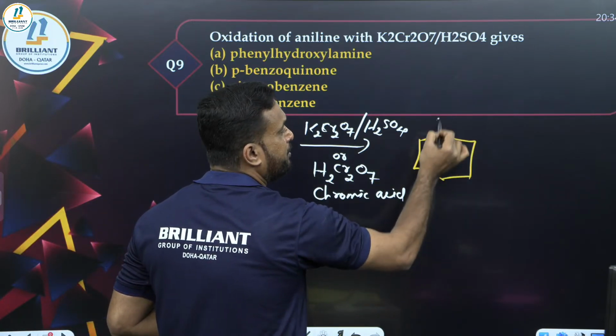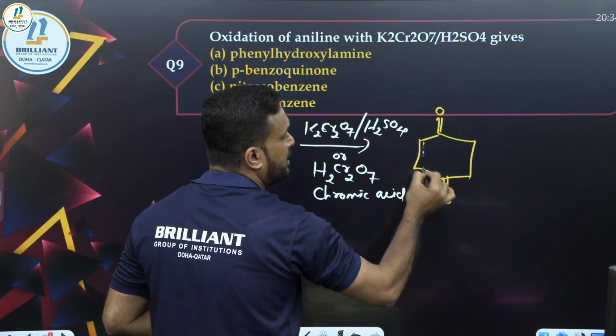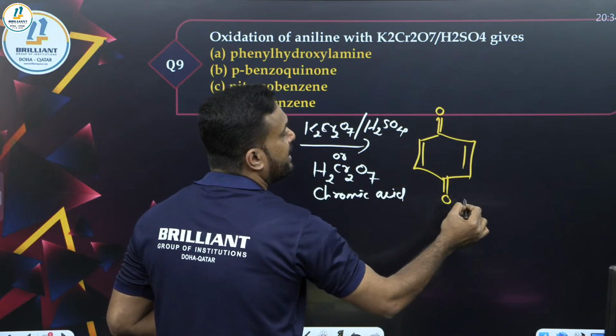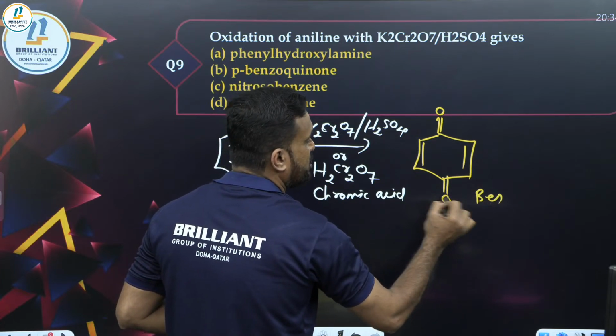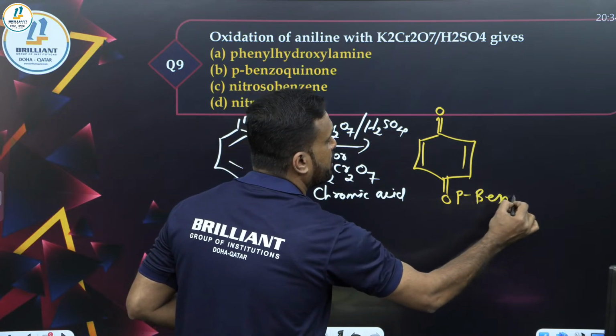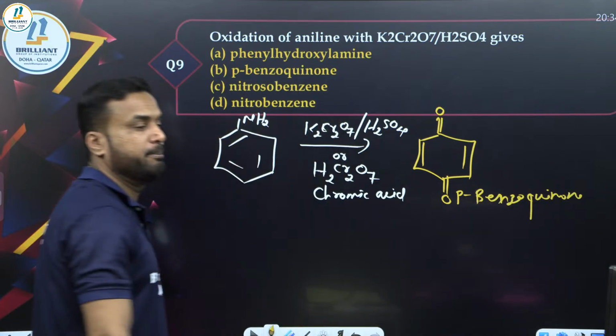You know that one, a diketone means a compound having two C double bond O functional groups. Now the valency has gone, here only the valency will come. This diketone is called benzoquinone. This para position has one more CO, so it's called para-benzoquinone. Benzoquinone, it's an important one.